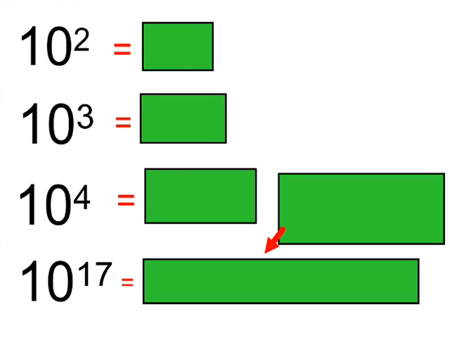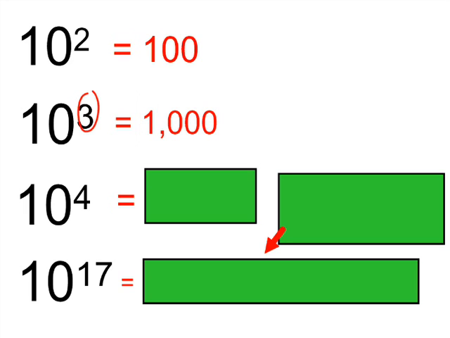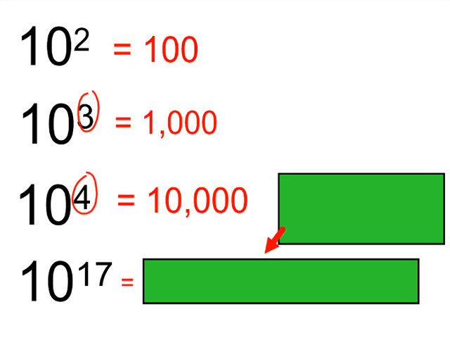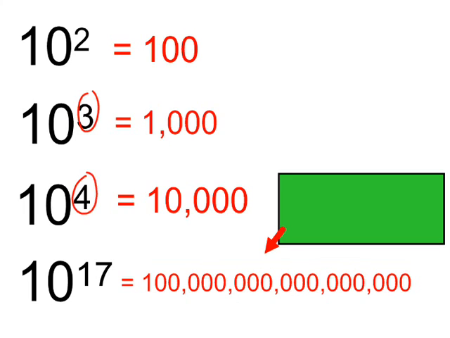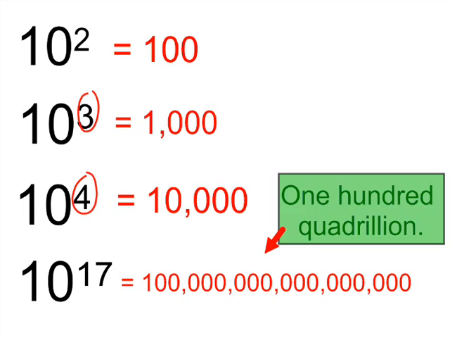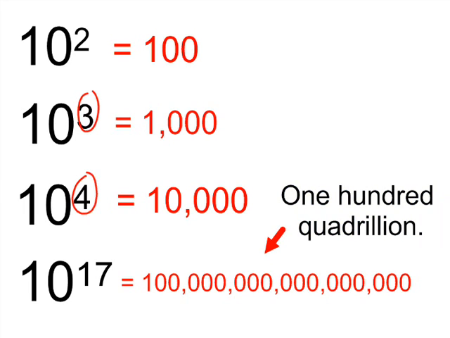So let's just see if you remember this. So this would have how many zeros then? It would be a 1 and 2 zeros. This would be a 1 and 3 zeros. This would be a 1 and 4 zeros. And this is a pretty big number. This would be a 1 and 17 zeros. And in case you were wondering what that number is, that is 100 quadrillion.